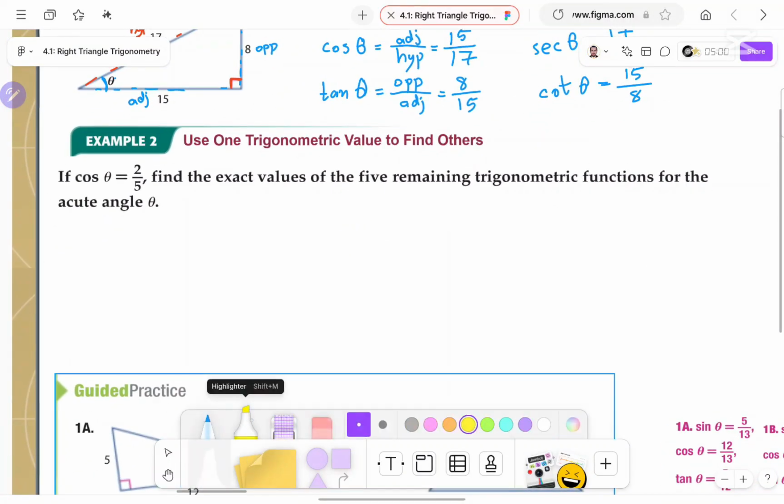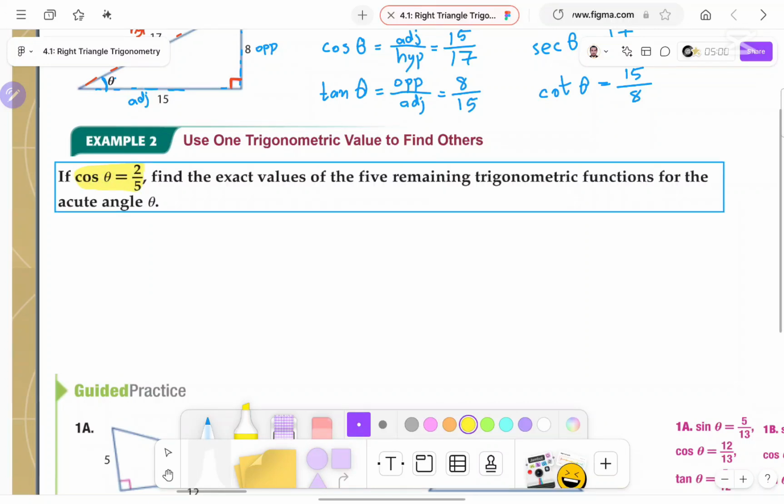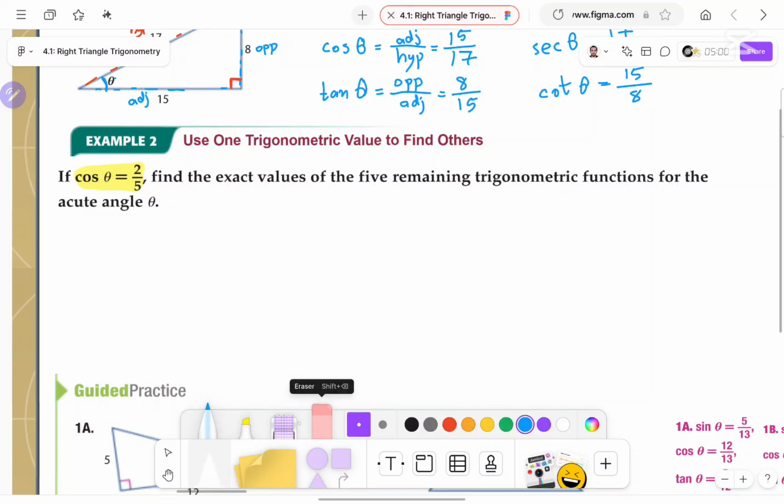In the second, let's read it together. Use cosine theta equal 2 over 5. Find the exact 5 remaining trigonometric functions. We have 6, right? But he gives me the cosine, so I can use this cosine to find the remaining 5 trigonometric functions. The first step is to draw any right angle triangle. So let's say I will draw this right angle triangle, this one here. I'll just draw any type.